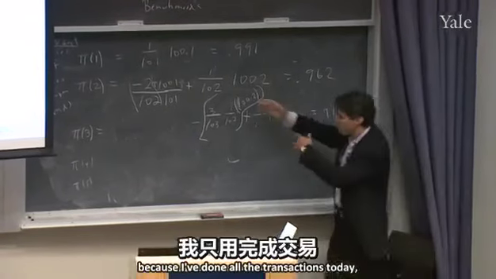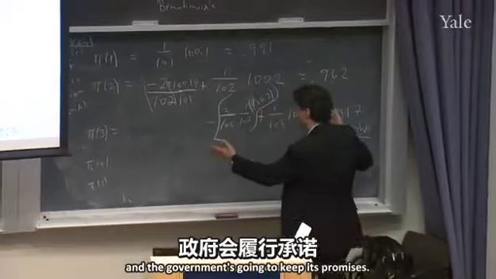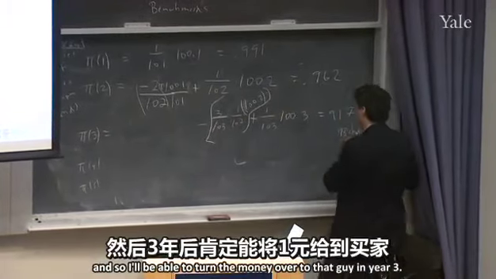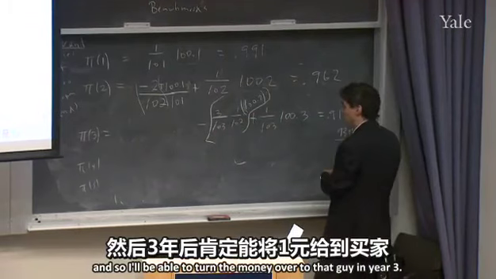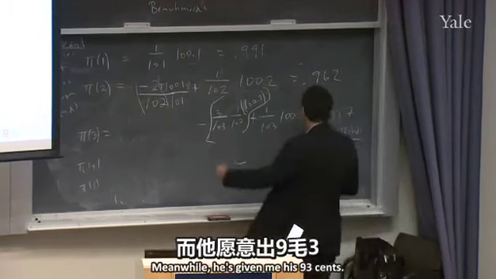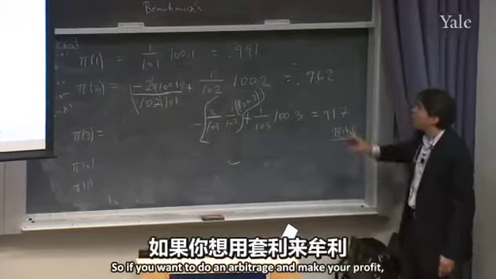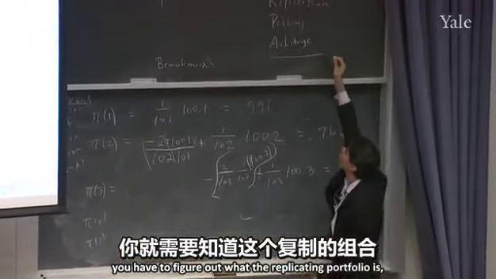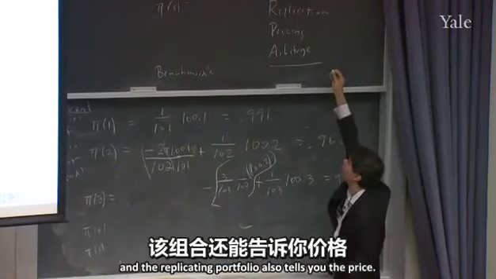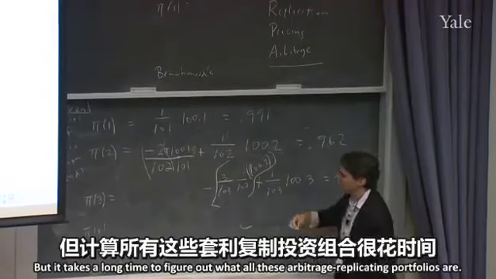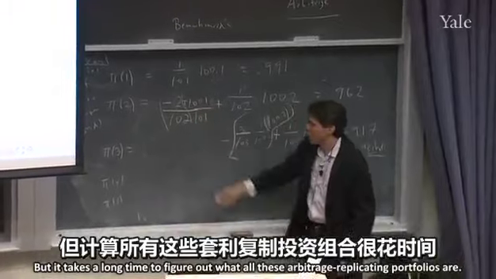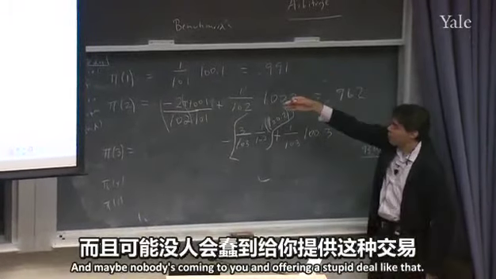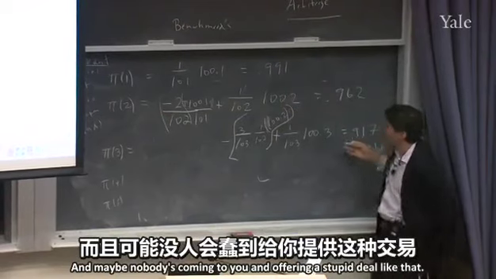I've done all the transactions today, and the government's going to keep its promises. So I don't have to worry about the government giving me the money, and I'll be able to turn the money over to that guy in year 3. And meanwhile, he's given me his 93 cents. So if you want to do an arbitrage and make your profit, you have to figure out what the replicating portfolio is. And the replicating portfolio also tells you the price. But it takes a long time to figure out what all these replicating portfolios are. And maybe nobody's coming to you and offering a stupid deal like that.